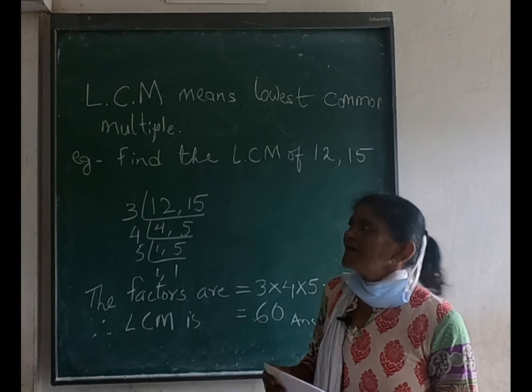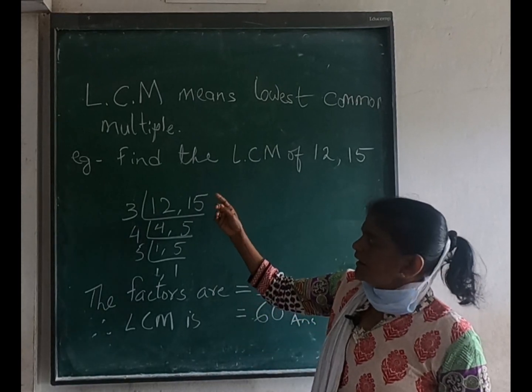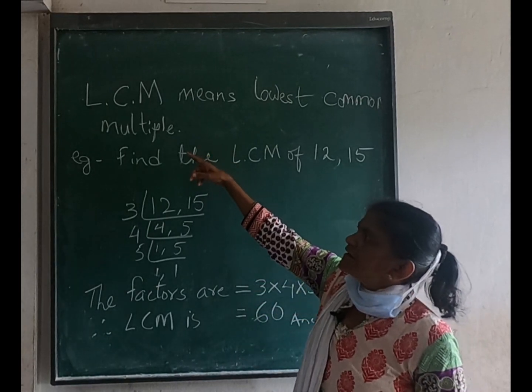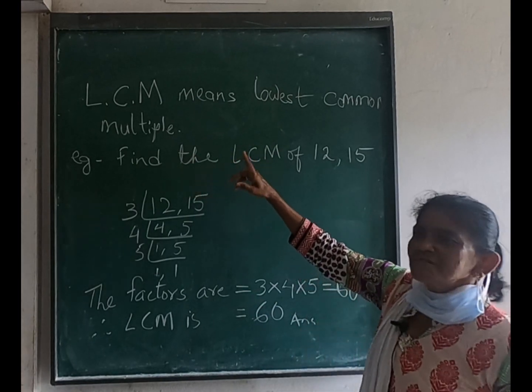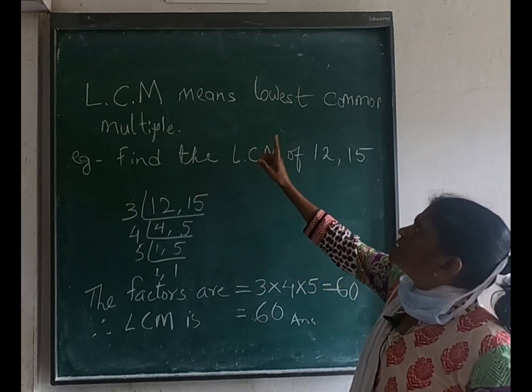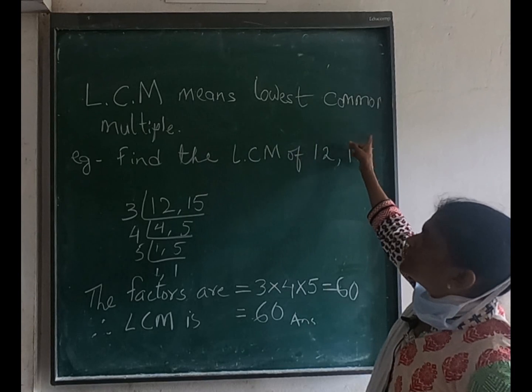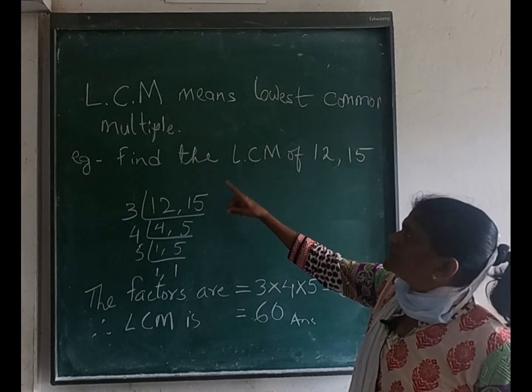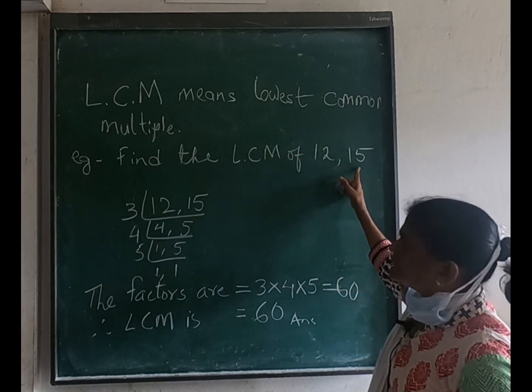So children, I would like to tell you what is LCM. What is the meaning of LCM? LCM means lowest common multiple. So find the LCM of 12 and 15.